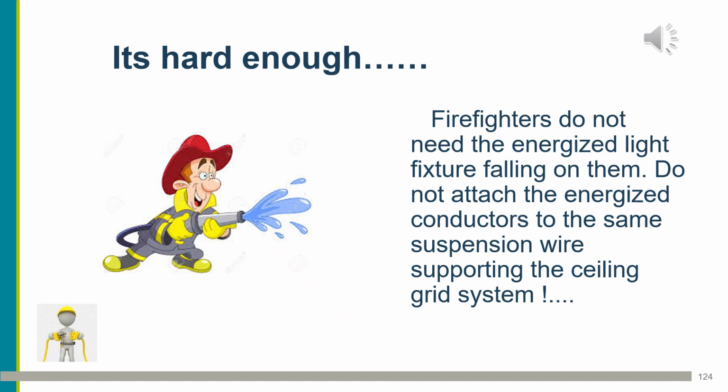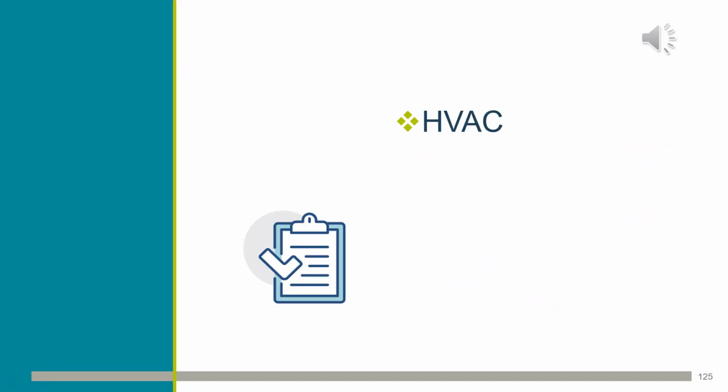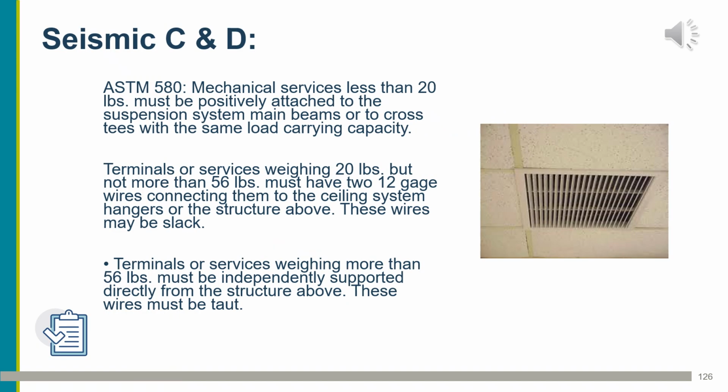So now let's address a few issues with HVAC mechanical systems. In seismic design categories C and D, we're going to have requirements in the ASTM 580 that apply. Typically, this is mechanical services less than 20 pounds must be positively attached to the suspension system main beams or to cross tees with the same load carrying capacity. So typically what we're talking about is these registers that we're going to see, especially on Z-ducts and stuff like that. We want to make sure that they're properly attached.